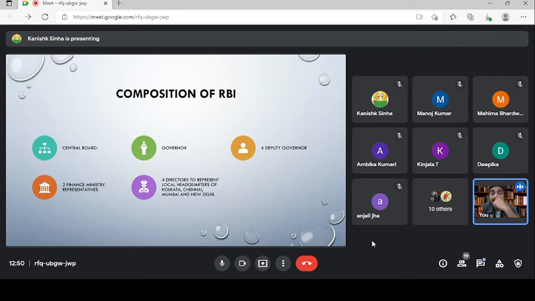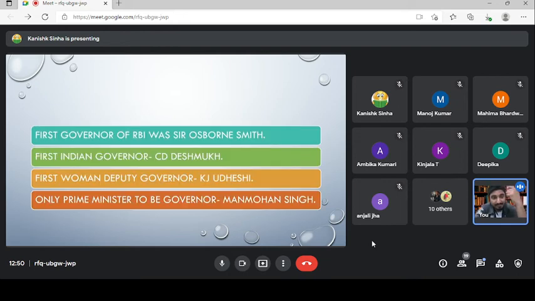So what I was discussing, the only prime minister who has become the governor of RBI is Manmohan Singh. You could not forget it anytime, guys. Always remember that he could be the only prime minister who could be sitting there. The first woman deputy governor is K.J. Udeshi. The first Indian governor is C.D. Deshmukh, and the first governor of RBI was Osborne Smith, guys.